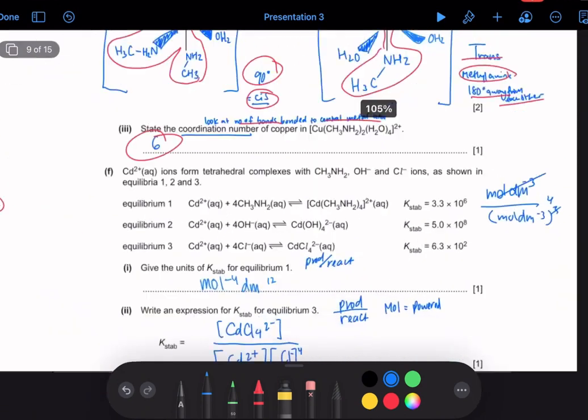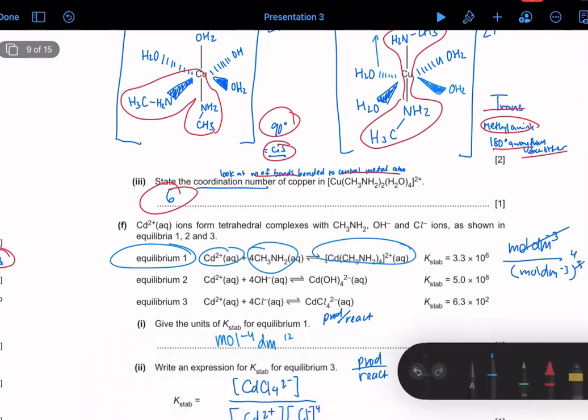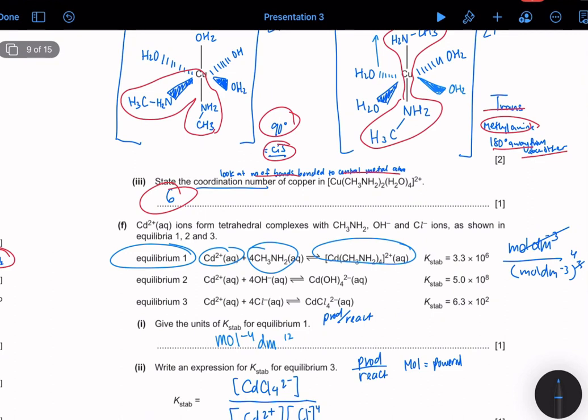Okay, I'm back. Give the units of K stability for equilibrium 1. You can see equilibrium 1. This one is 1, and the ratio, this one is 4 and 5. So 4 by 5, you cross it out. So it's mole to the power of -4 and decimeter to the power of 12. It's product over reactant, so 1 over 5.